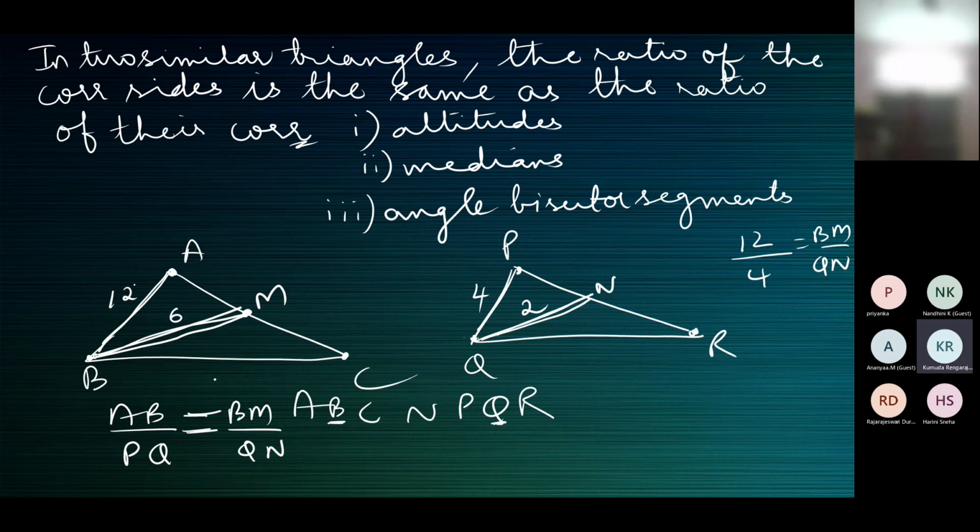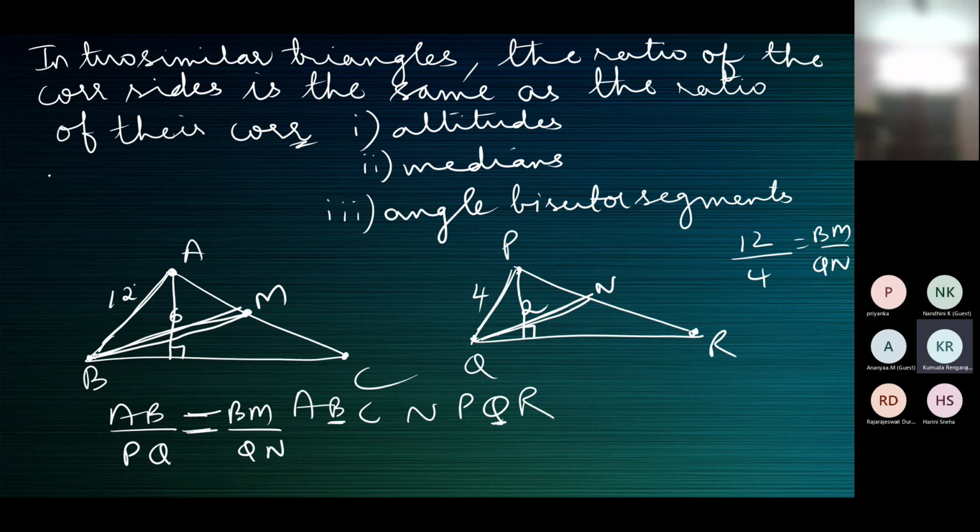So it will be 6. Now let's consider the corresponding altitudes. Let's take the altitude from A. So the corresponding altitude here will be from P.